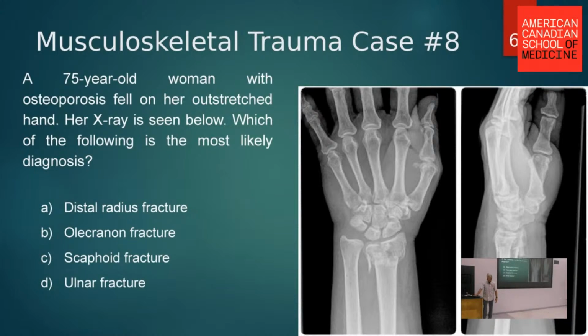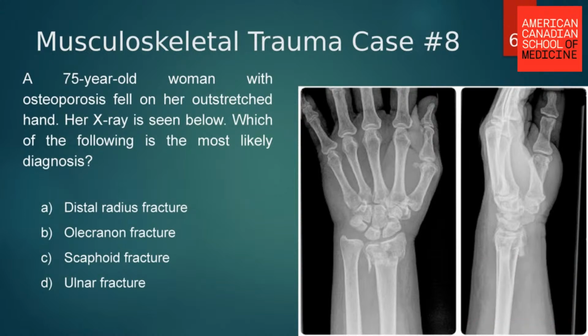Okay, 75-year-old woman with osteoporosis fell on her outstretched hand. Her x-ray is seen below. Again, this is a fall on an outstretched hand. It's either going to be a wrist, an elbow, or a shoulder. What's the most likely diagnosis here?